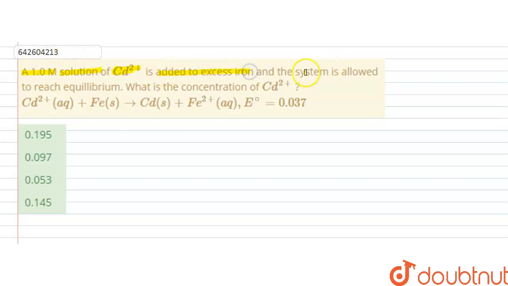Hello students, the question is: a 1 molar solution of cadmium 2 positive is added to excess of iron and the system is allowed to reach equilibrium. What is the concentration of cadmium 2 positive? The reaction is cadmium 2 positive plus iron solid forms cadmium solid plus iron 2 positive, and E naught for the reaction is 0.037.